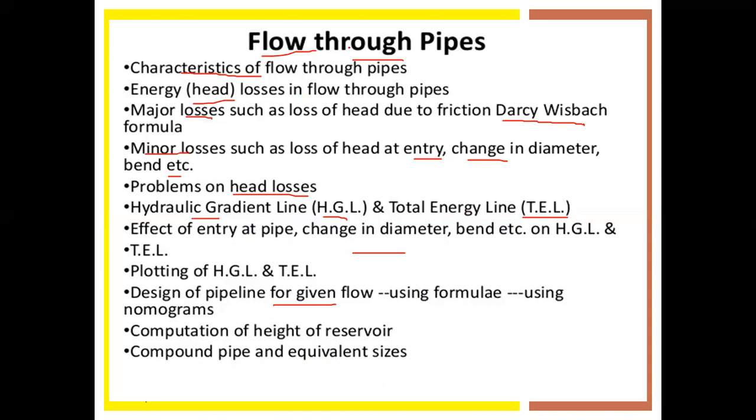So the flow through pipes is generally in closed conduits. So what are the things we will discuss? These things we will discuss in this Unit 3. What are the major losses? What are the minor losses? What derivations have other scientists given based upon the major losses and the minor losses?